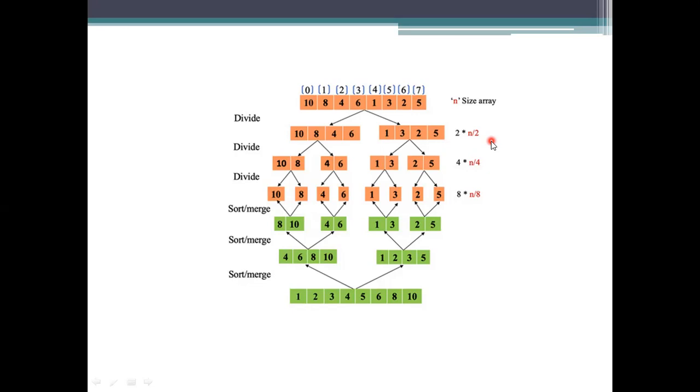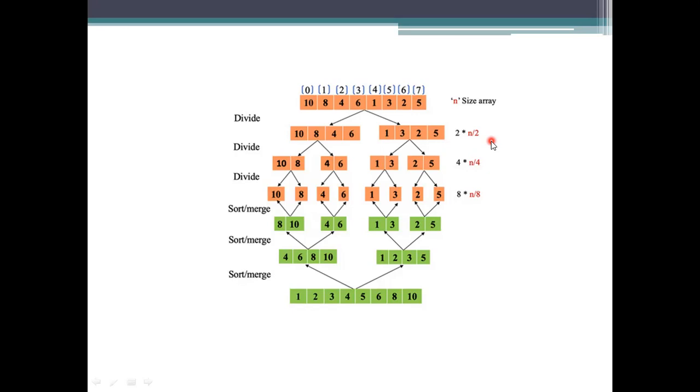Next, by division, 4 sublists will be formed, and the elements of each will be n by 4. That is 8 by 4, which is 2. So 4 is the list count, and 2 will be the elements in each list. Coming to the next one, we can take 16, but here we are taking up to 8 values only. 8 by 8 is 1. We have 8 sublists, and each list has 1 element.